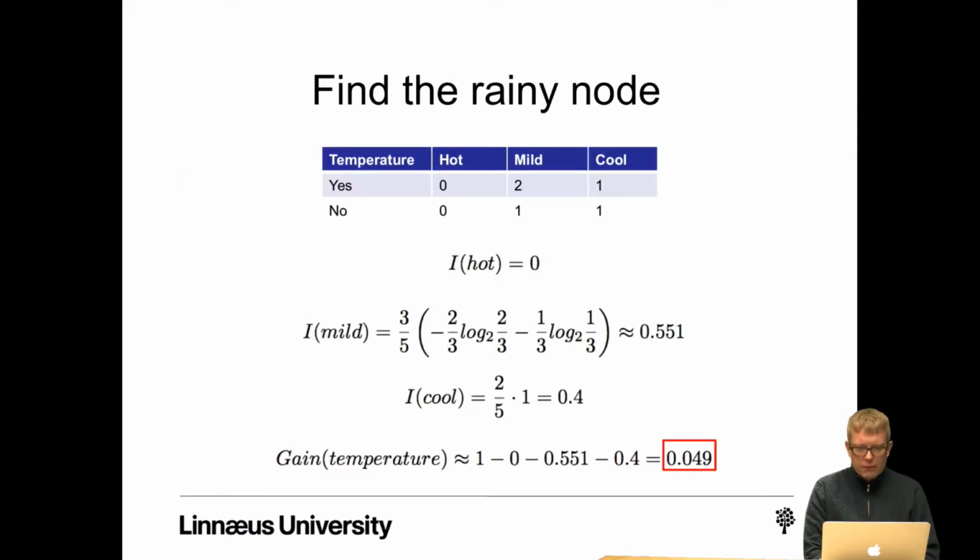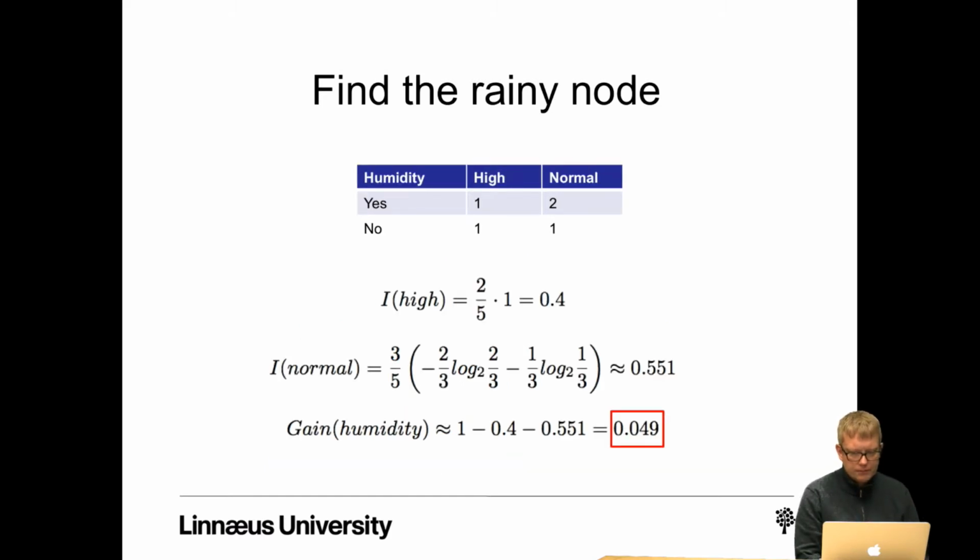For temperature, we have hot, mild, and cool possibilities. In the first case, we have 0 in both categories, so the information will then be 0. For the mild, we have 2 in the yes category, 1 in the no category, leading to an information gain of 0.551. Cool is 1 in both, leading to a value of 0.4. And the total information gain is 0.049.